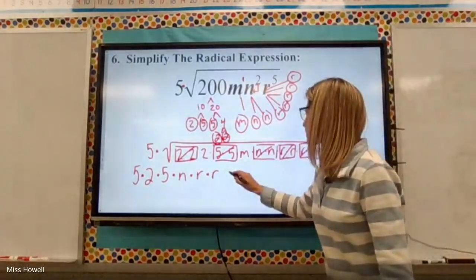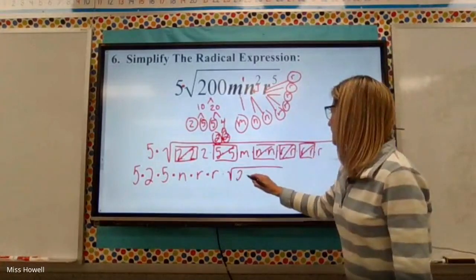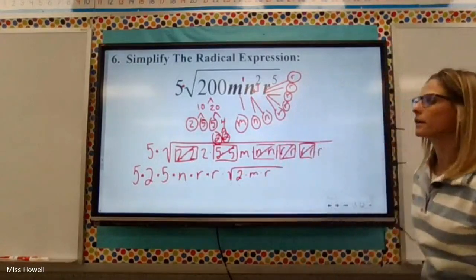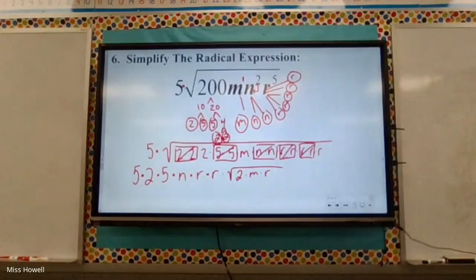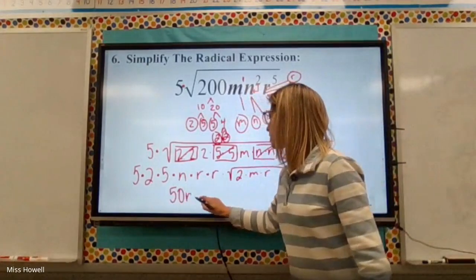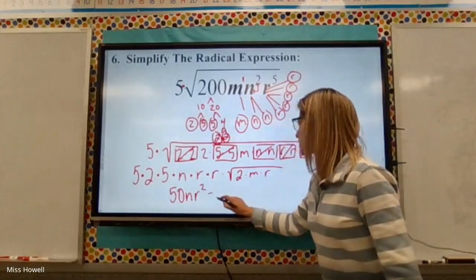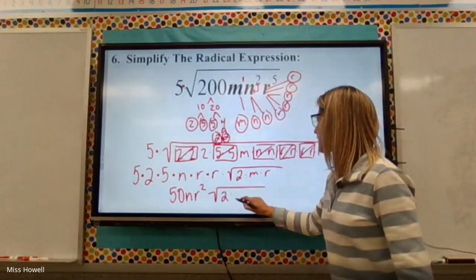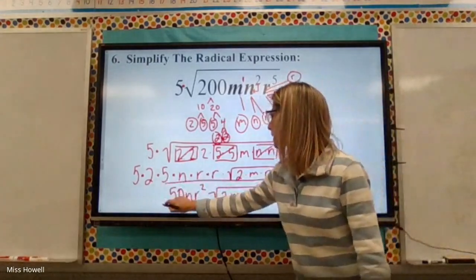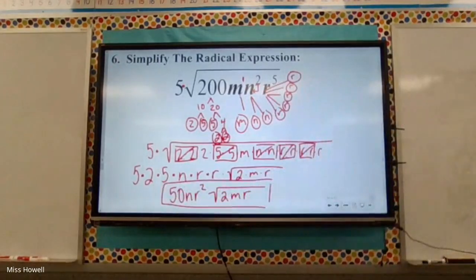All right, so let's go to our leftovers. We have a 2 times m times r. Let's do our math out here. 5 times 2 is 10. 10 times 5 is 50. Times n times r to the second, square root of 2mr. Good, final. Box it in. Most simplified version: 50 n r squared, square root of 2mr.